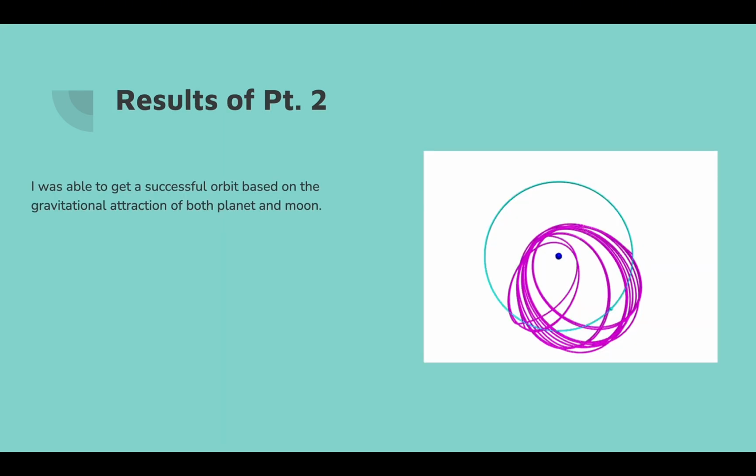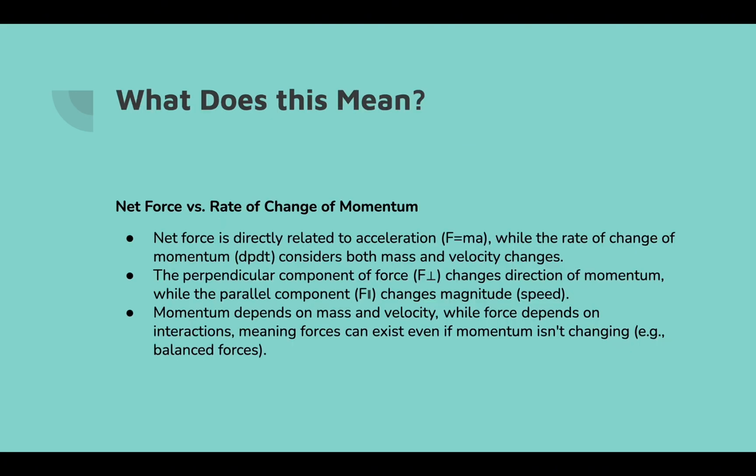So the results of part 2, I was able to get a successful orbit based on the gravitational attraction of both the planet and the moon, and it didn't crash after the time interval, so I would say it is pretty successful. So what does this mean?